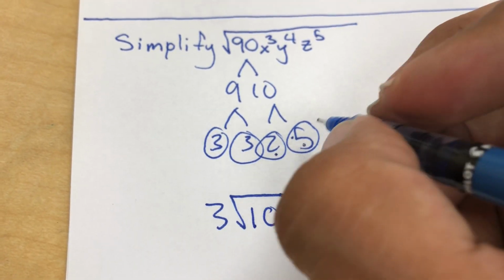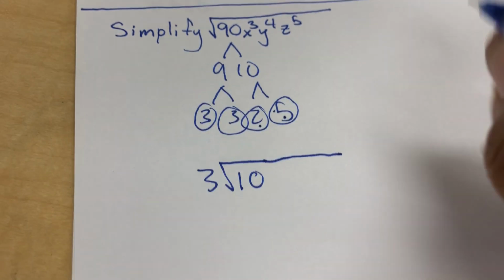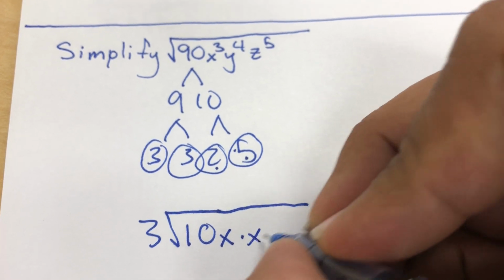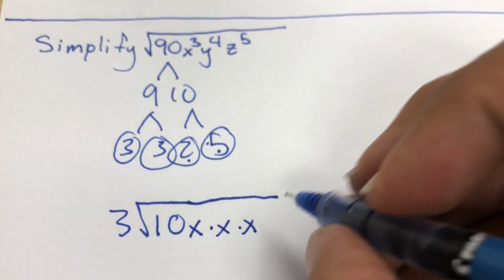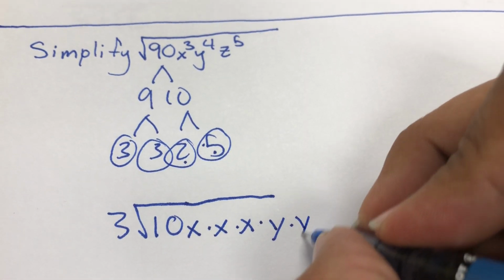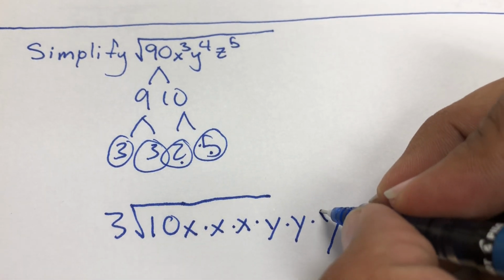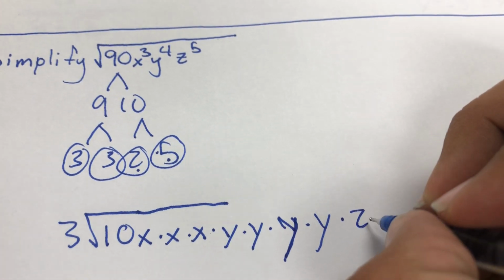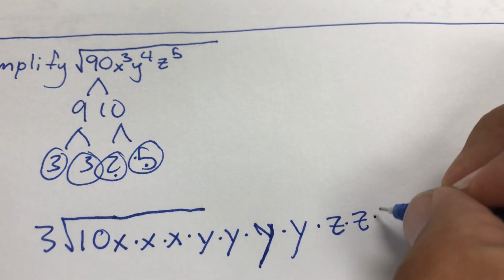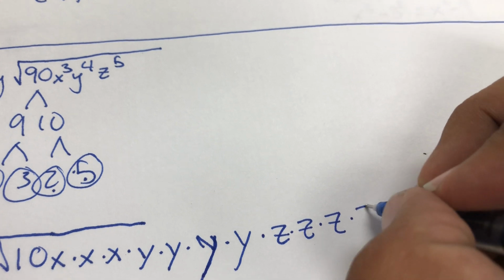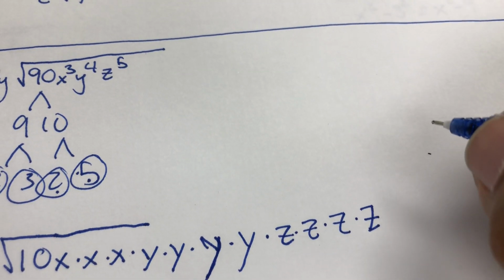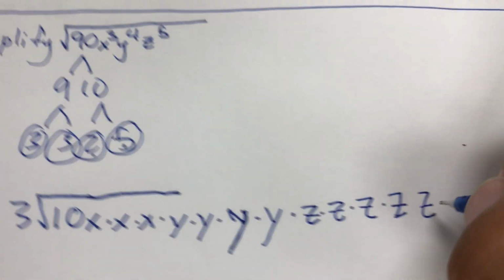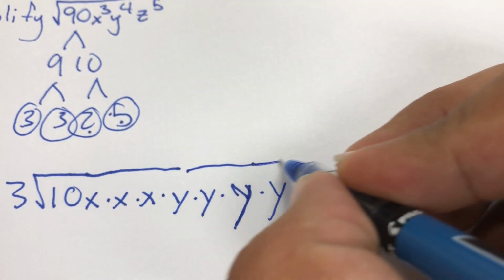So the 10 came from 2 times 5, and the pair of 3s came out and became a 3 on the outside. So the x, now we're going to do the same thing we do with the other one. X times x times x makes x to the 3rd power. Now y times y times y times y, and z times z times z times z times z. Now you're going to obviously see that this is the long way, showing you the long way so that you understand that this is the long way. So z to the 5.